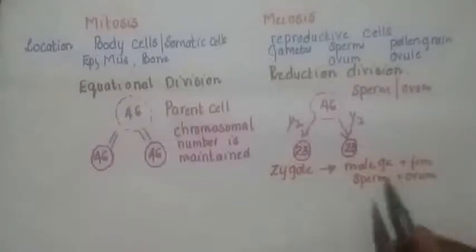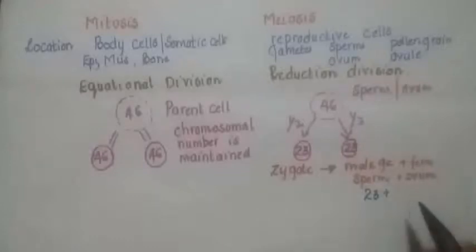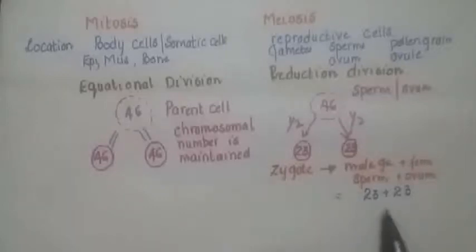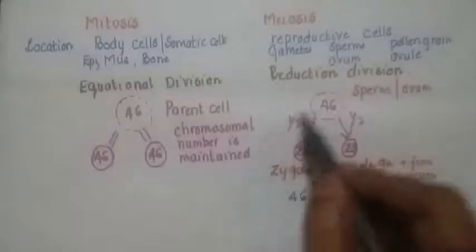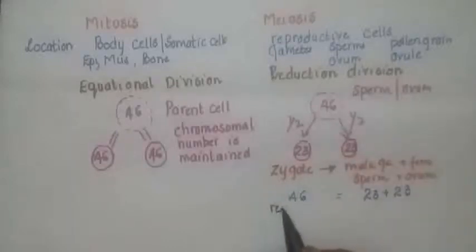Fine. So the sperms, which contain 23 chromosomes, and the ovum, which contains 23 chromosomes, when they undergo fertilization, what happens? The number of chromosomes will be 46, which is similar to the chromosomal number of a parent cell, or you can say that there is a restoration.